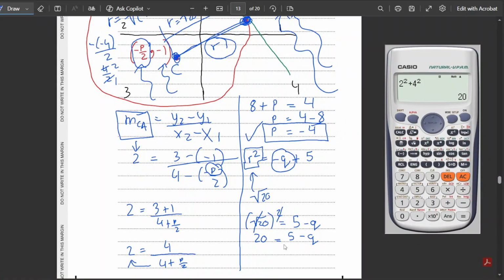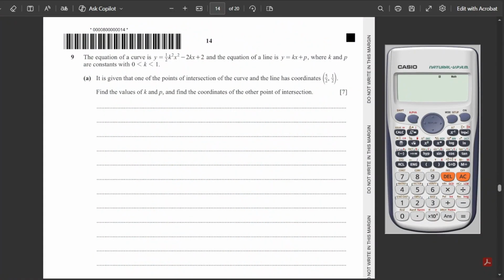I can rearrange the equation, so if I take q to this side, take 20 to this side, my q is going to be 5 minus 20. So 5 minus 20 is going to be negative 15, and that right there is going to be your value for q.